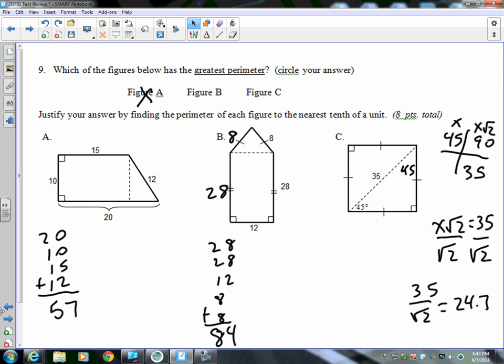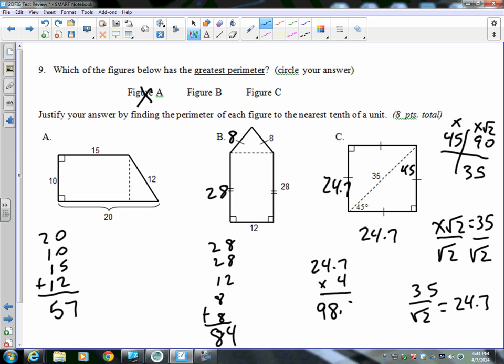24.7, meaning this side is 24.7, and this side is 24.7. To find the perimeter, we just add up all the sides, all four of them, so 24.7 times 4, and we end up with 98.8. This is indeed larger than 84 and 57, so we know figure C has the greatest perimeter.